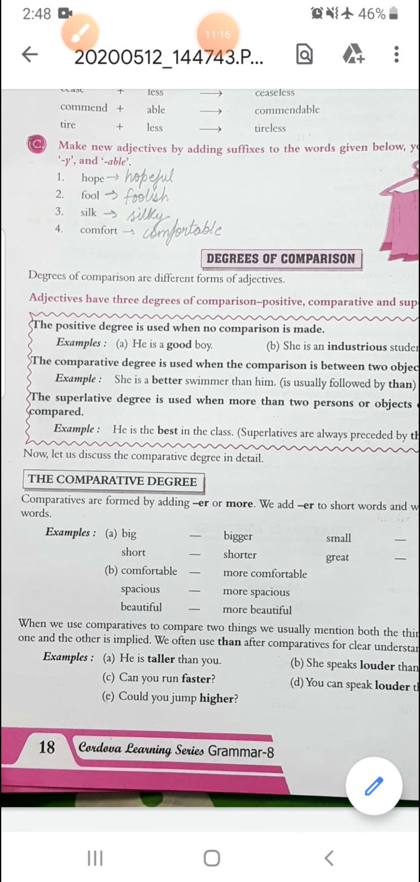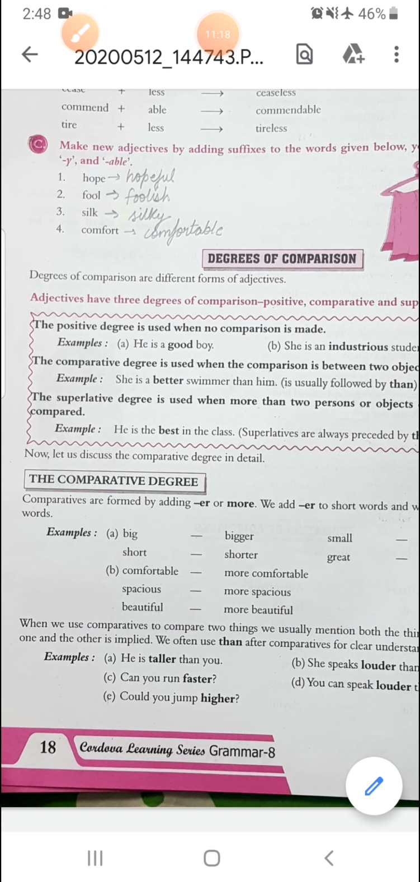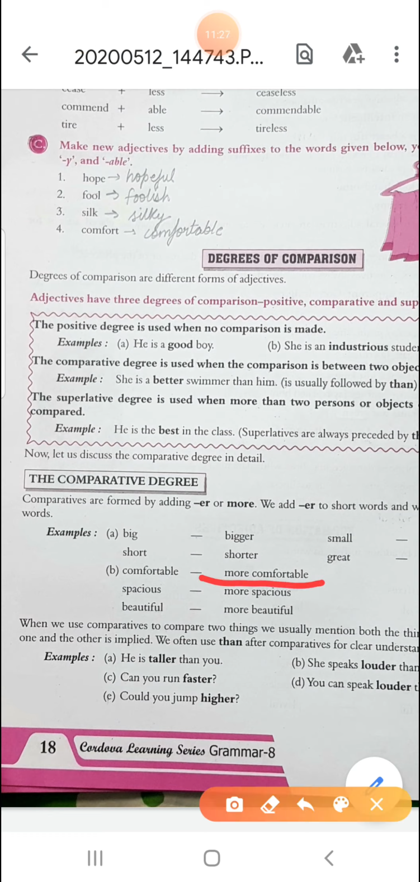Then see this example B. There are some words in which we can't add er. So we use more. Like comfortable becomes more comfortable. Spacious becomes more spacious. Beautiful will become more beautiful. Difficult will become more difficult.